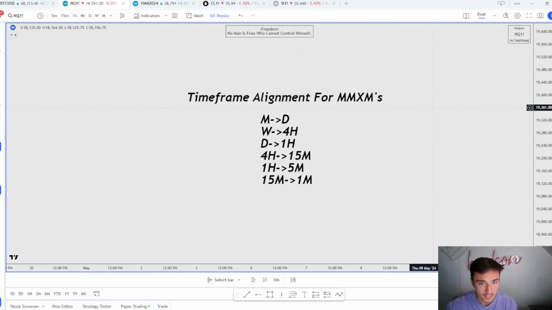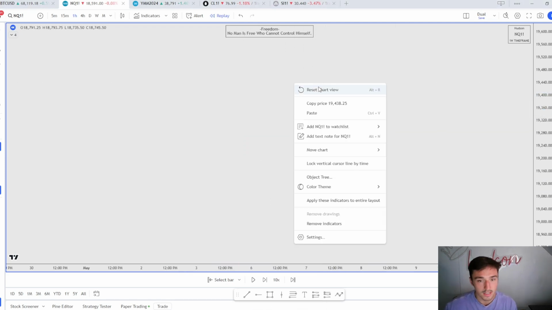But time frame alignments, we do monthly to daily time frames, weekly to 4-hour market maker model, daily to 1-hour market maker model, 4-hour PD array to 15-minute market maker model, 1-hour PD array to 5-minute market maker model, 15-minute PD array to a 1-minute market maker model. So all of these on the left are your PD array that you want to see get tapped, your point of interest, and then a market maker model will follow on the right side of the chart, right? Yeah. So let's get right into this.